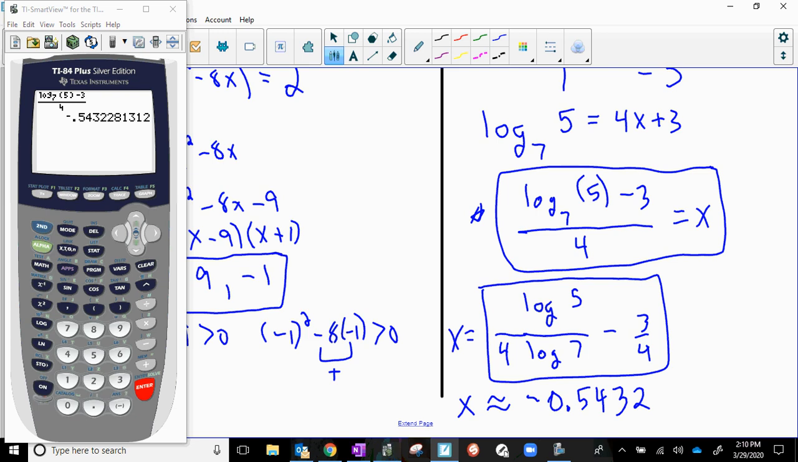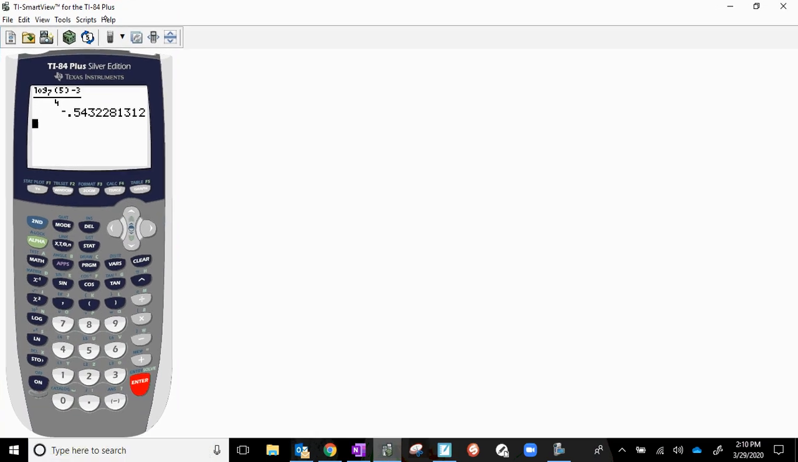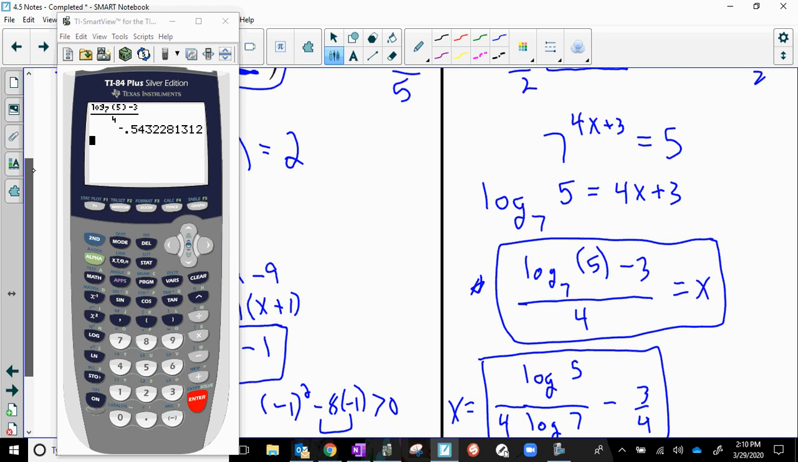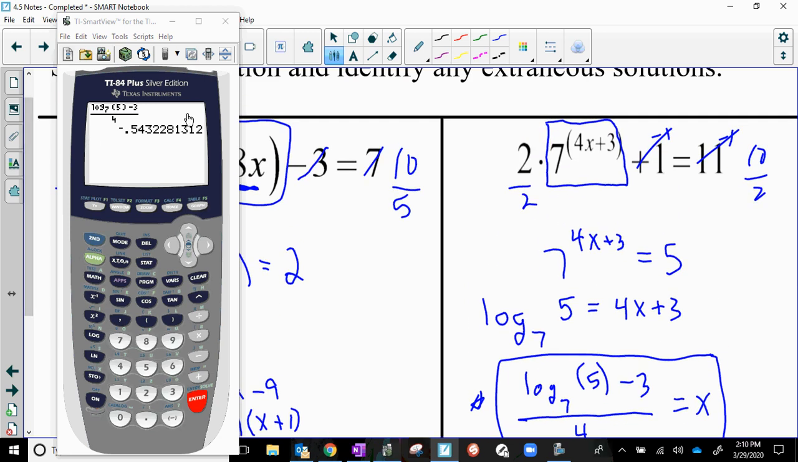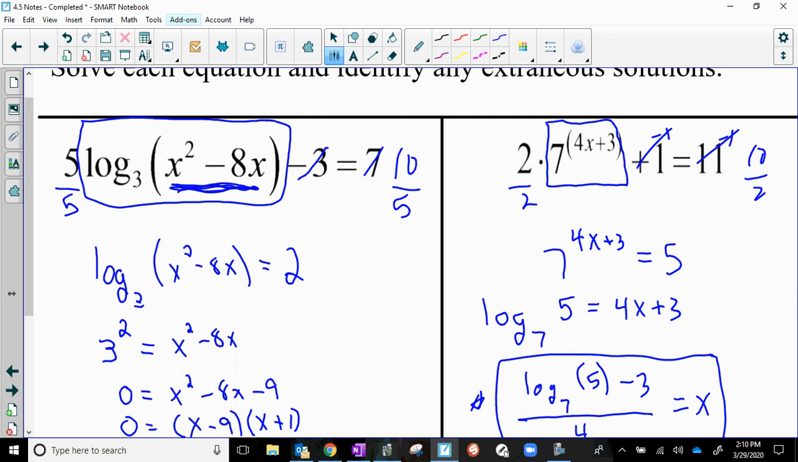Now, if you want to check your answer to see if you actually did it without making an error, that answer is stored in as answer. So what I'm going to do is just do 2 times 7 to the 4 times my answer, so second negative, plus 3, and then I'm going to add 1. Should get 11 or something that rounds really, really close to 11, depending on how accurate this takes it out to it. And it gets exactly 11. So I feel confident with my answer. And there should not have been an extraneous solution on this one. So if you check, you're just checking for your own errors.